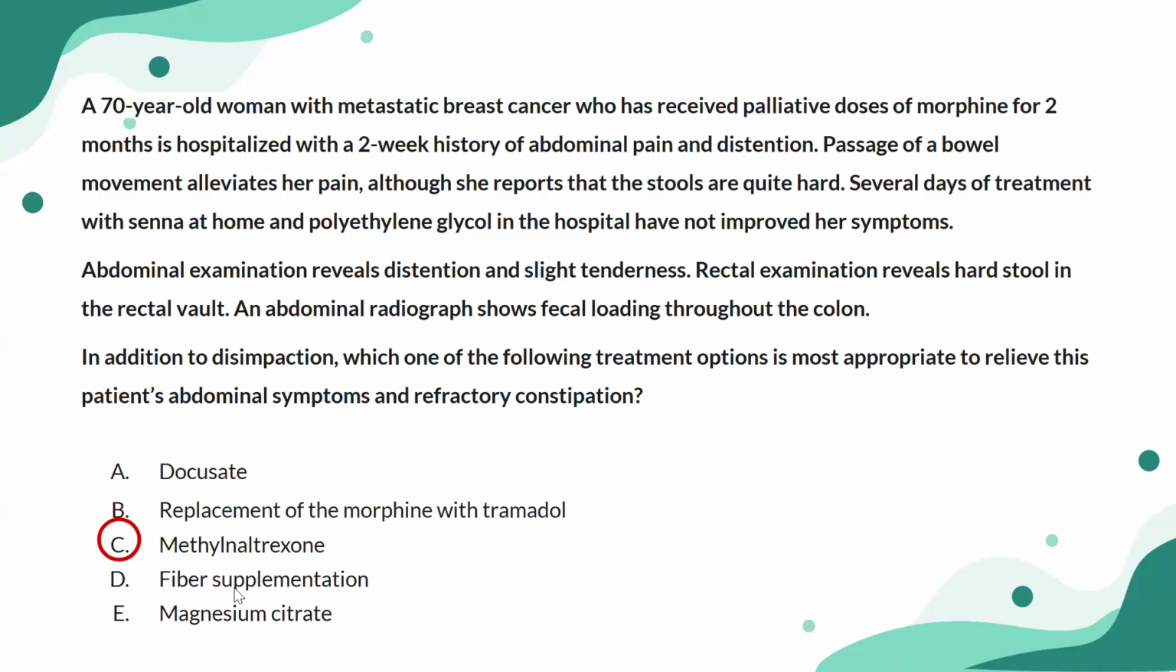Docusate is just very docile. It's not heavy duty. Like we need something that's going to cure the refractory constipation. Again, fiber supplementation is not going to do enough. Like definitely these things help with constipation. It's just like not going to be enough. And then next we have magnesium citrate, which again, that's not going to do a lot either. We need something proper, and in this case, it's going to be the opposite of morphine, something that will cure or counteract the effects of morphine, which is methyl naltrexone.